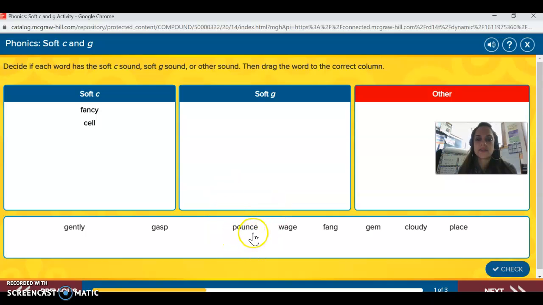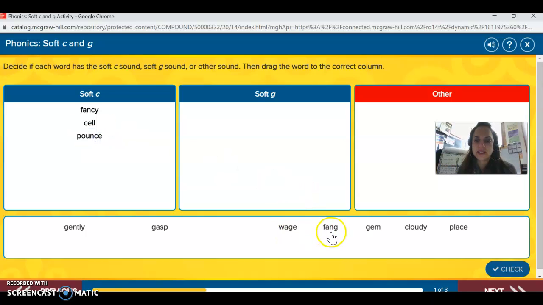Here's another word. I have a C in it. It's followed by an E, I, or Y, and it's followed by an E. I also have to use other patterns that I know. I know OU makes an ow sound. Pounce. Like a cat will pounce on its prey.